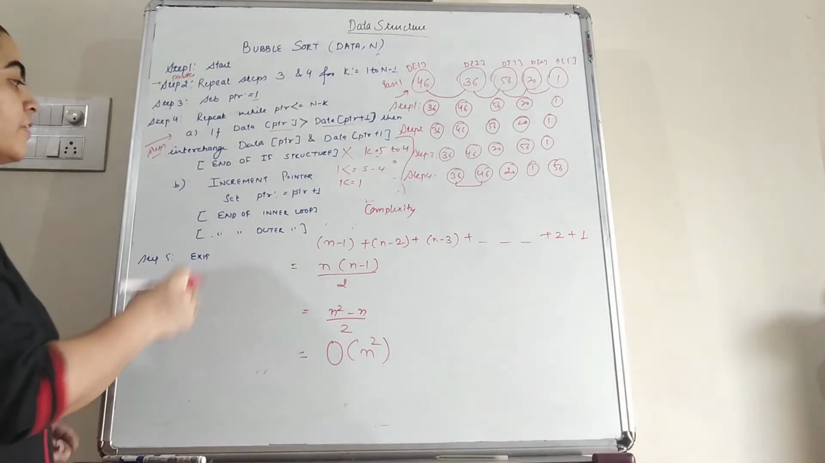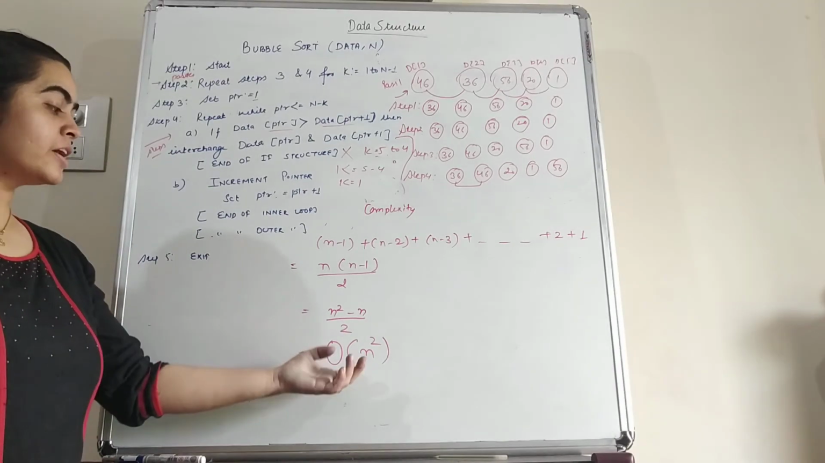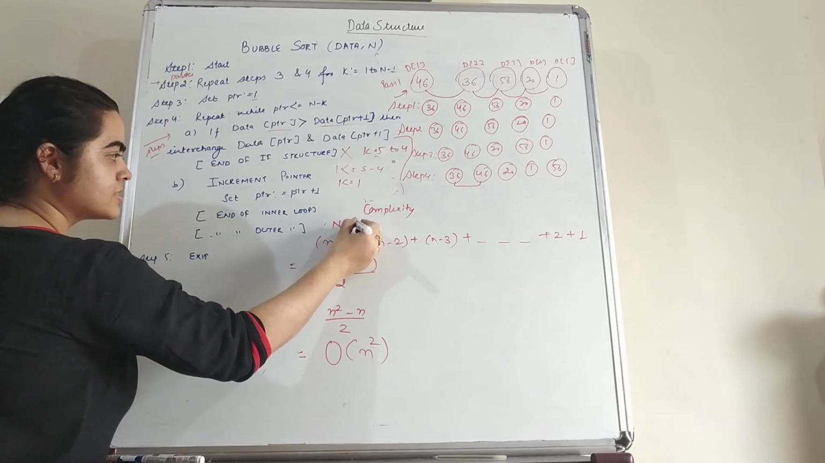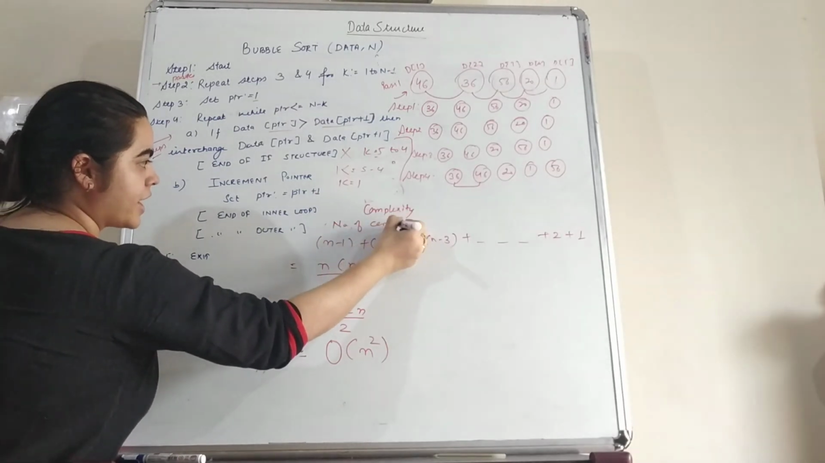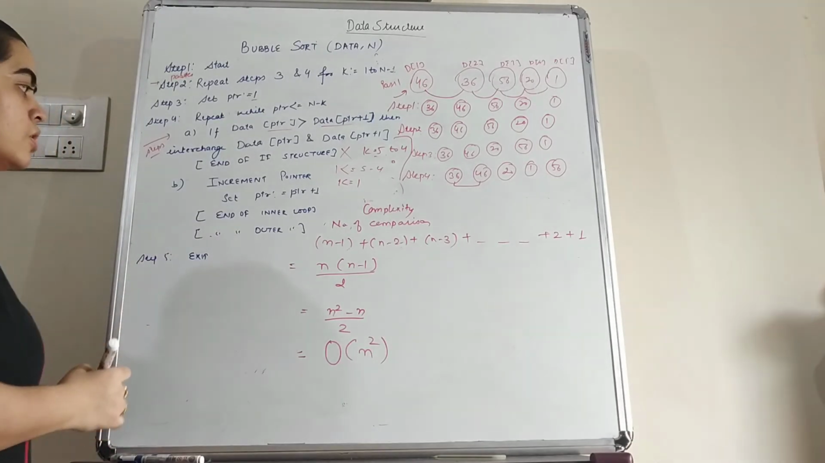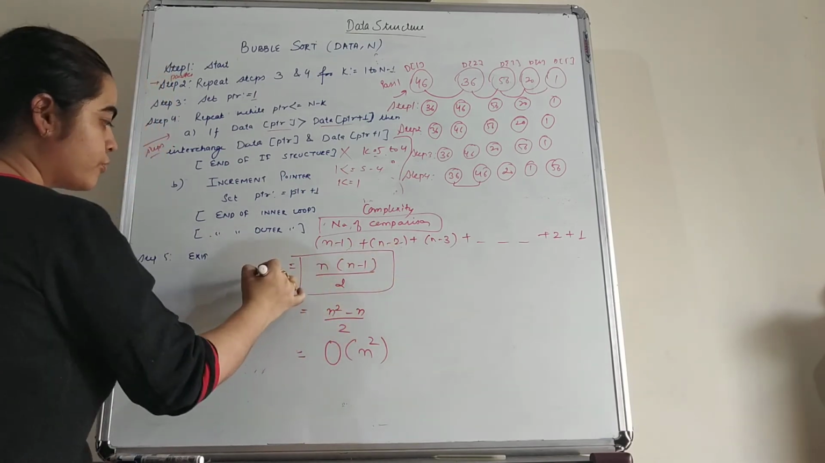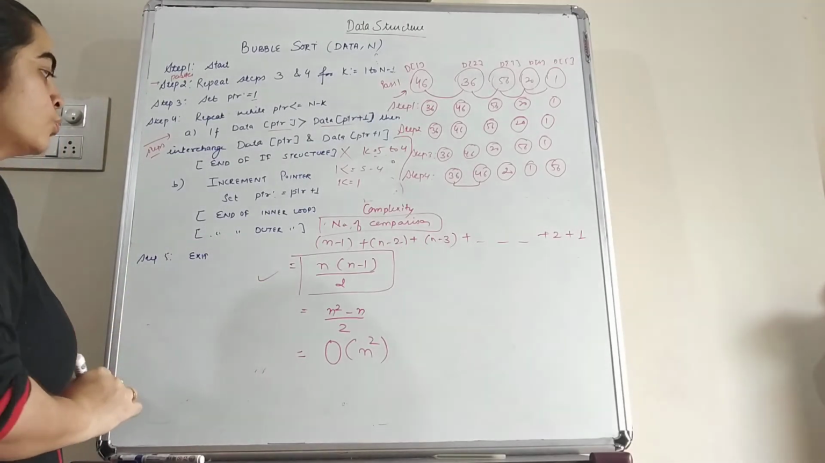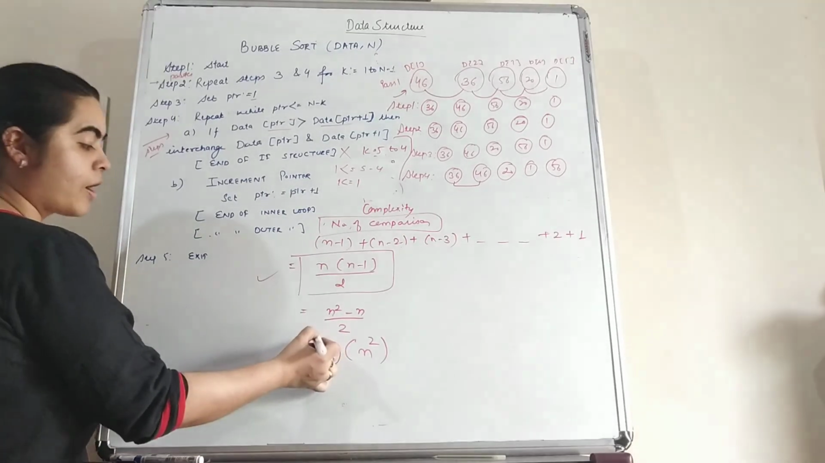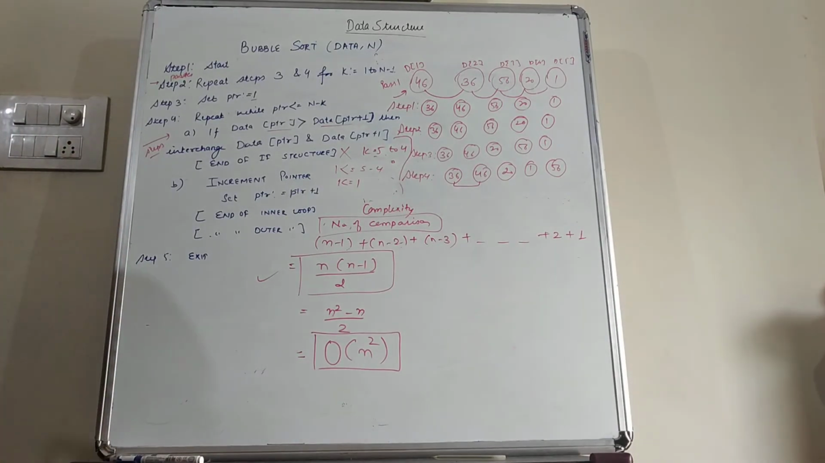Now students, if the complexity is asked in the question, in the exam, that you have to write big O of n square, but if the number of comparisons are asked in the exam, then you have to write n into n minus 1 by 2. If number of comparisons will be asked by the examiner, then you have to write n into n minus 1 by 2. If the complexity is asked by the examiner in the exam, then you have to write big O of n square. So this is about the bubble sort algorithm.